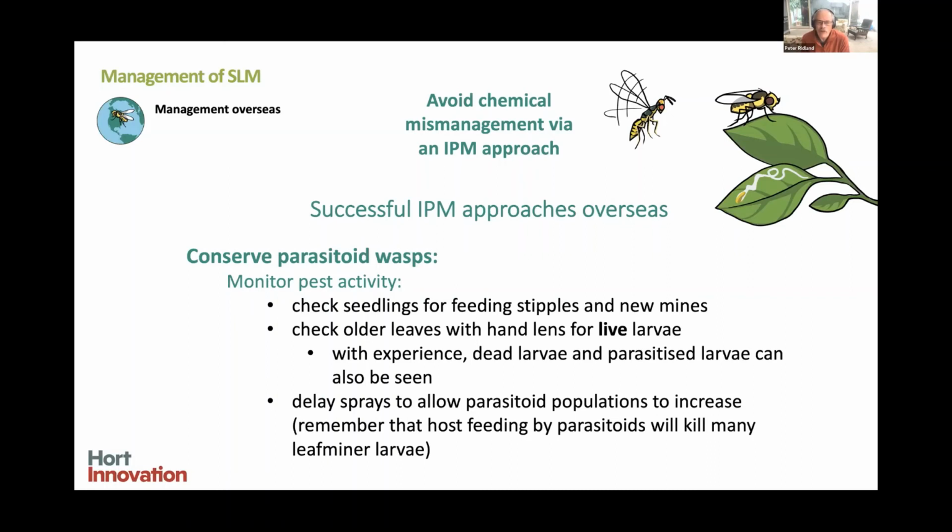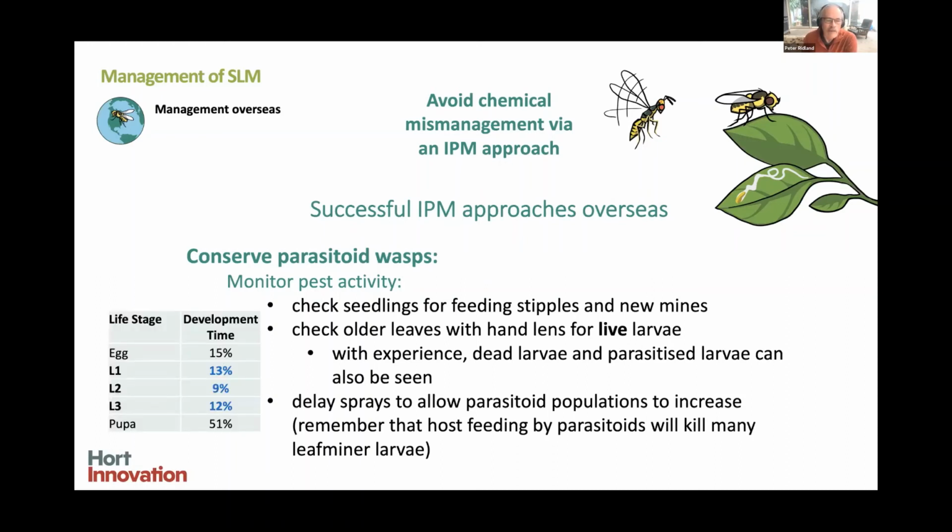And by delaying sprays early in the crop, that actually allows the parasitoid populations to increase. And you must remember that host feeding by parasitoids will kill many leaf mining larvae. In fact, they may kill more leaf miner larvae by host feeding than they will actually cause by laying an egg. Most of them have to feed on a larva to help them develop their own eggs. So that's a key thing to remember.